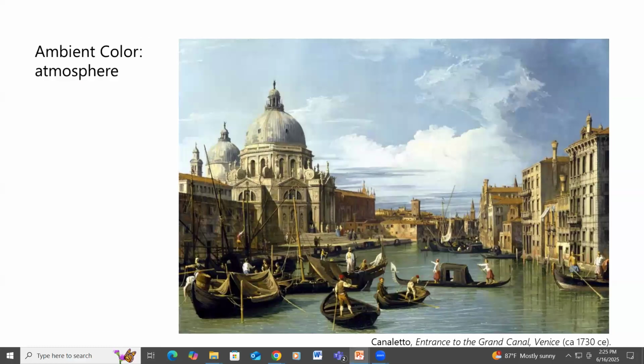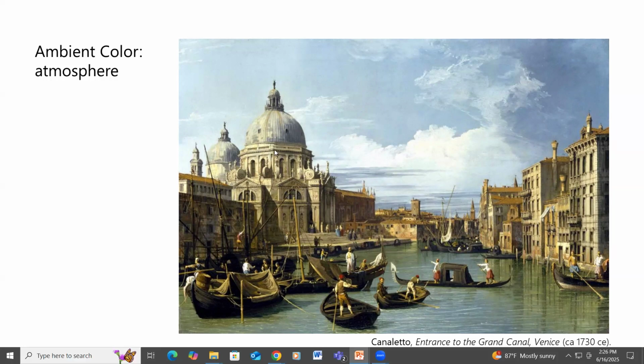But there's another issue related to ambient color, which is that color is affected by atmosphere. And this is true even in a small space, like in a shallow space of a single room, like a single classroom, or even to a degree within a still life. But it's especially noticeable when we're outside and we're looking at landscape type space.